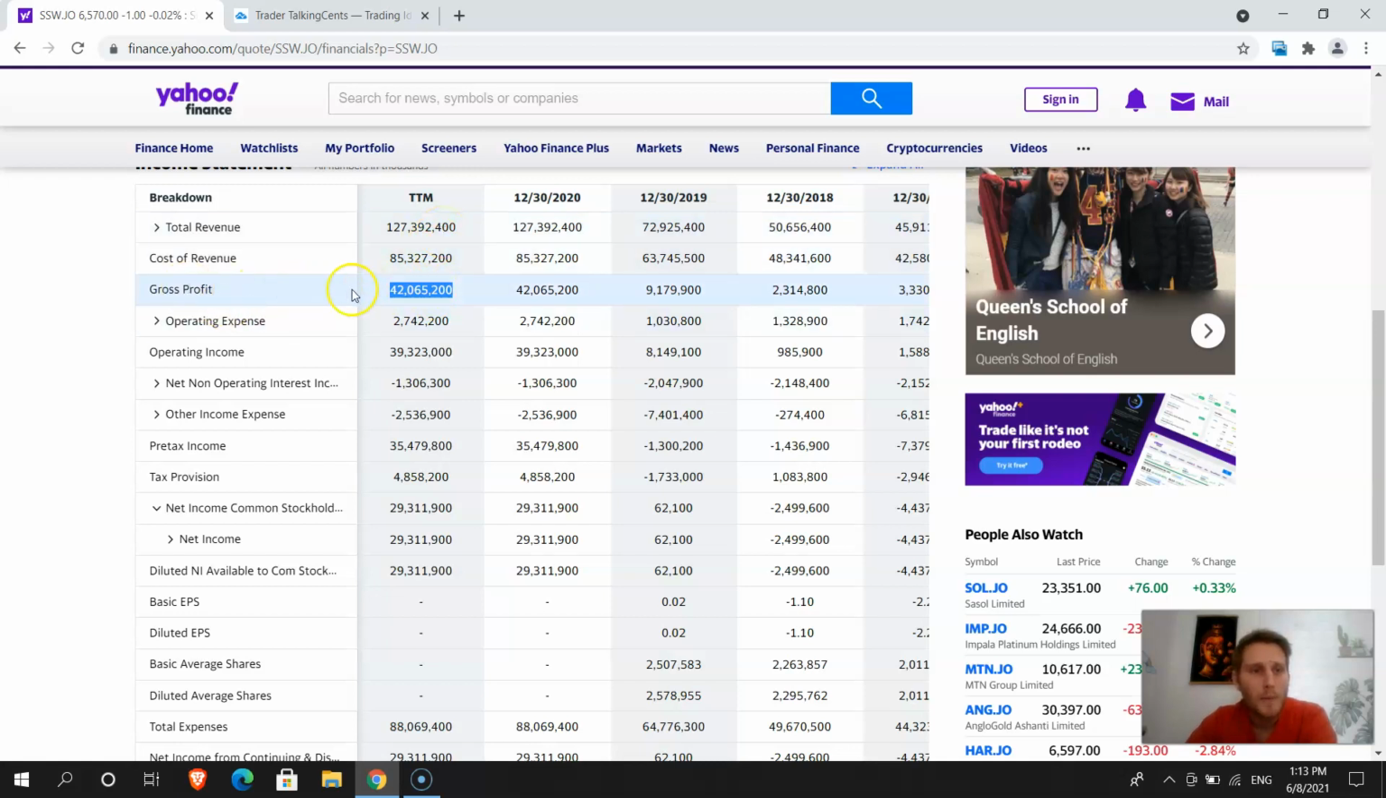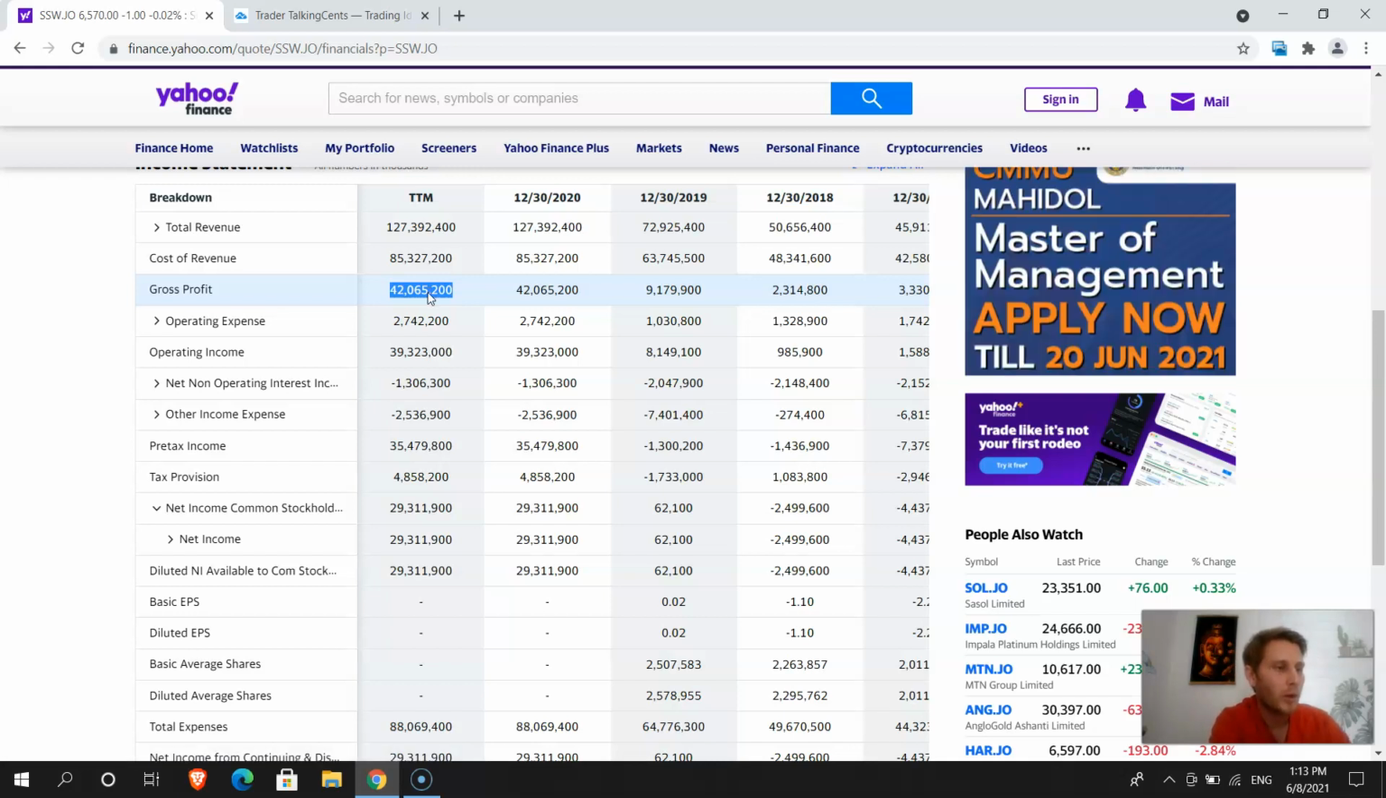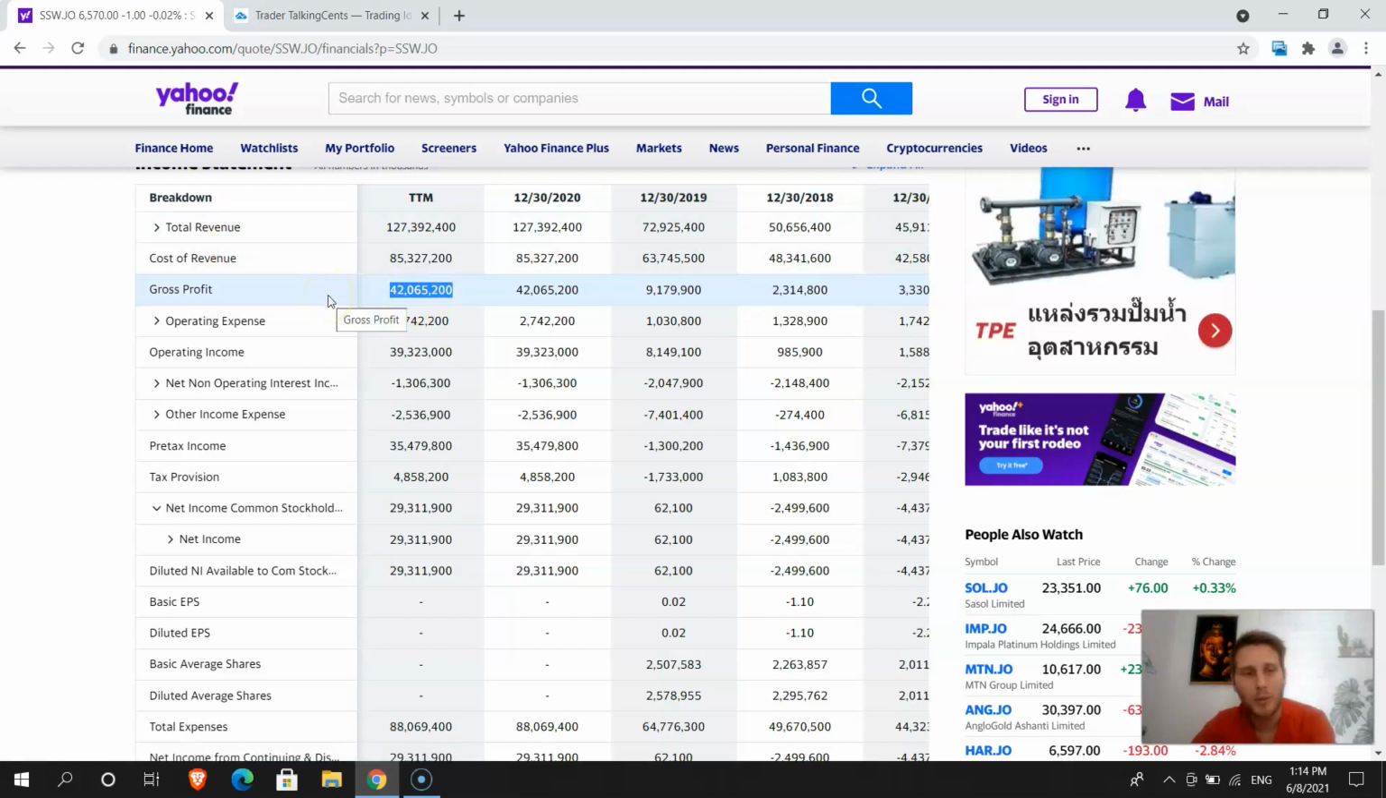So just based on this, 42 billion divided by 127. I'm going to just do this calculation for you quickly to show you what I am talking about. And you will see that the gross profit margin is 33% for Sibanye. So you would just take the gross profit and divide it by total revenue, and that is 33%. That's the difference between the revenue and the cost. So that's a very good number in my opinion.